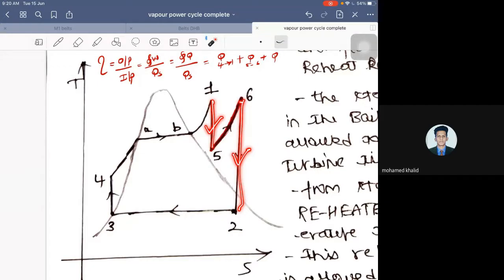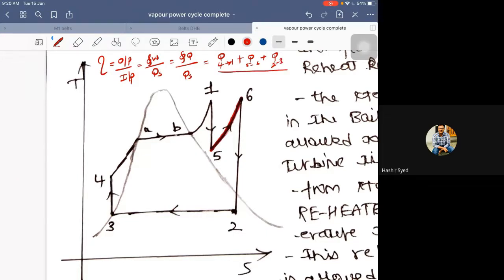Is it 3 to 2 or 2 to 3? 2 to 3. So 2 to 3 is the region where you are giving out heat so that your liquid plus vapor mixture would gradually condense into complete liquid. Your vapor will be condensed into the liquid. So this is the condensation process where you are ejecting the heat. So I'll be taking it as Q 2 to 3.